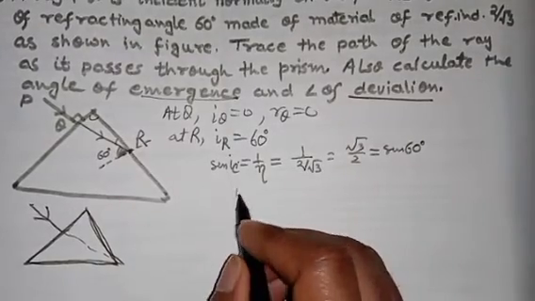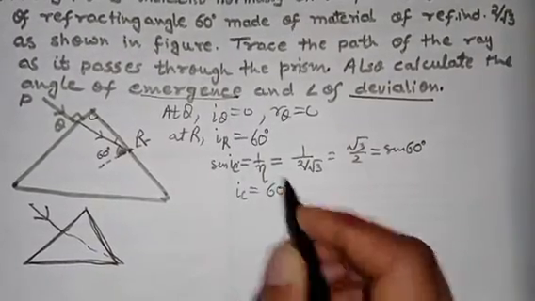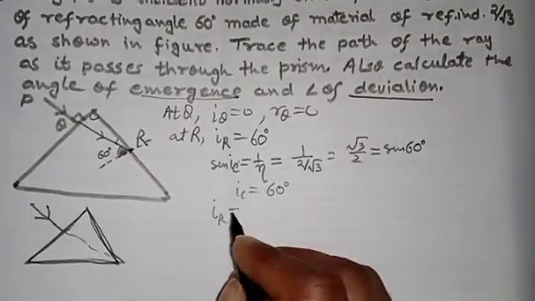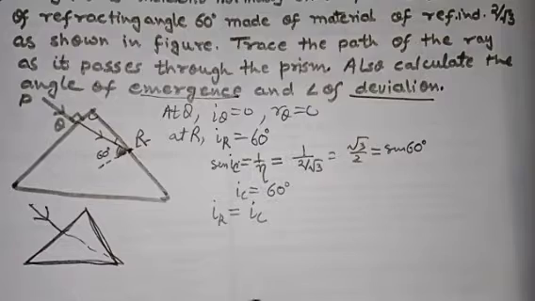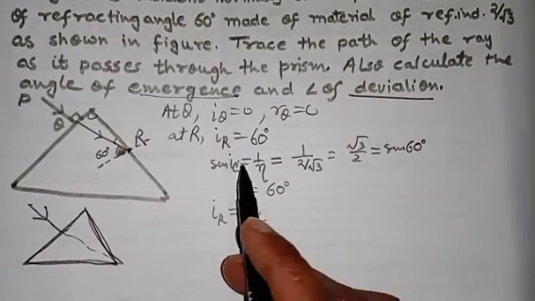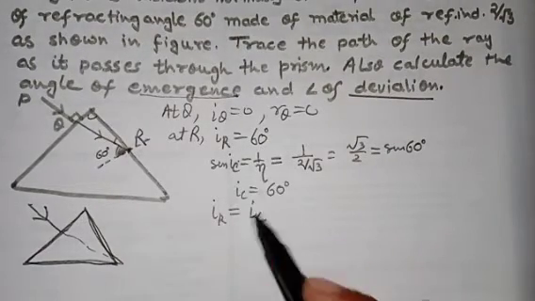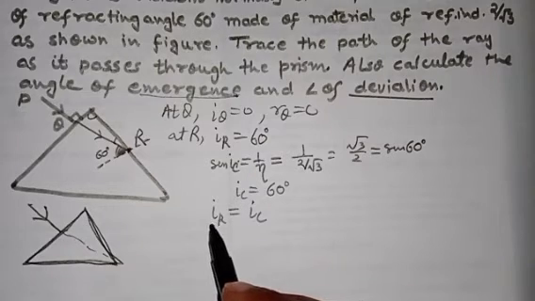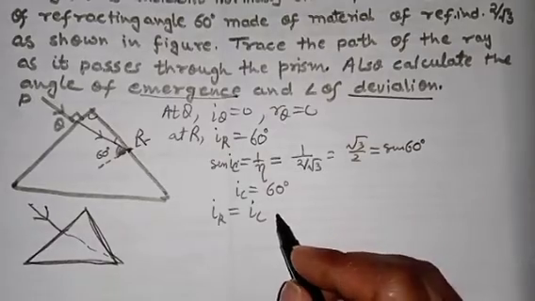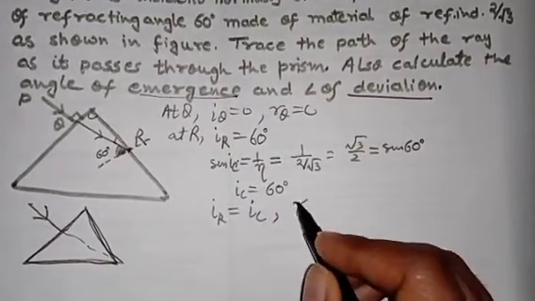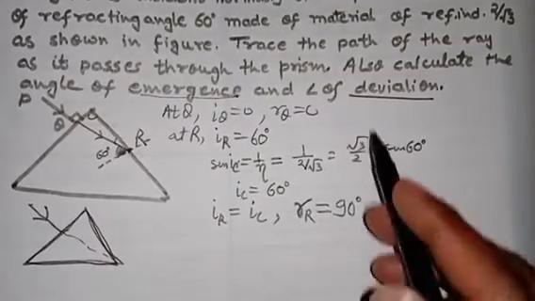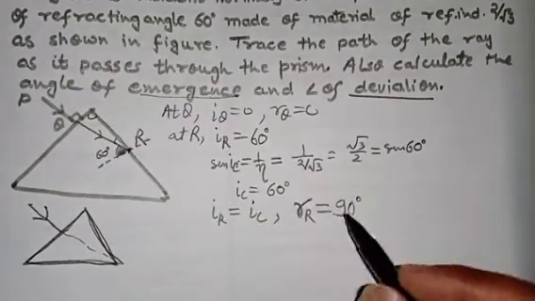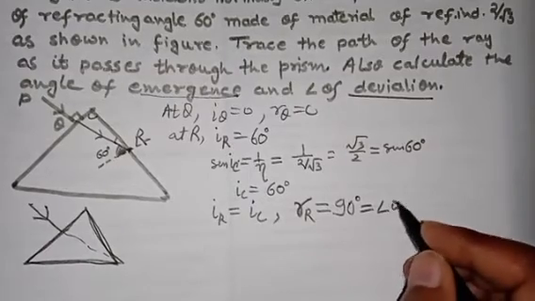It means that IC is also 60 degree. So here IR is equal to IC, means this is the condition. This is the condition for critical angle. It has incident at incident angle. So when angle of incidence is equal to critical angle, then angle of refraction is 90 degree. What they have asked, angle of emergence, which is equal to angle of emergence.